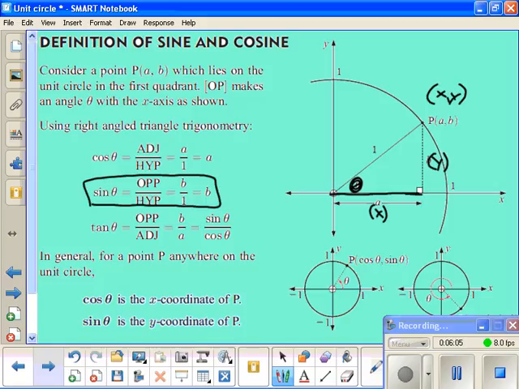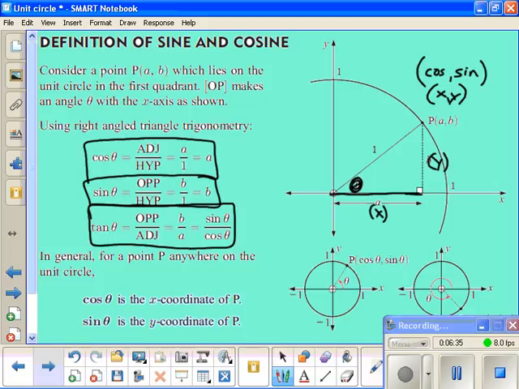Opposite over hypotenuse is simply b, so that is the y value. The y value is always the sine value on the unit circle. And if I take cosine, that's going to be a over 1. Cosine is adjacent over the hypotenuse. That's just a. So every ordered pair on the unit circle actually represents the cosine and sine. And if we want to, we can take that a step further and take sine over cosine to get tangent. So that's another relationship that we have here as well. Sine over cosine is tangent.